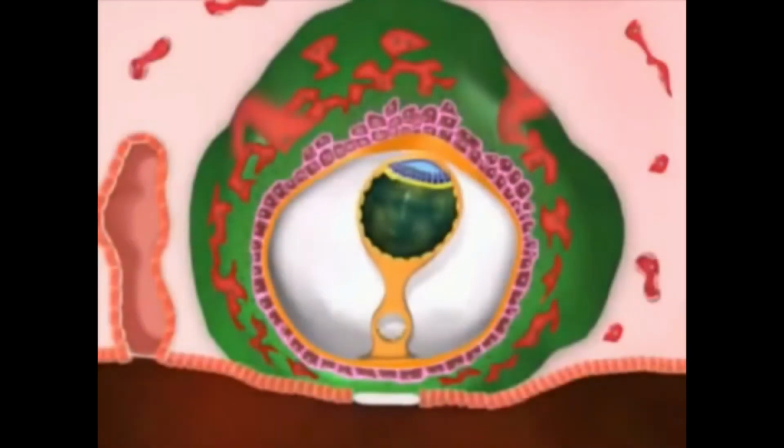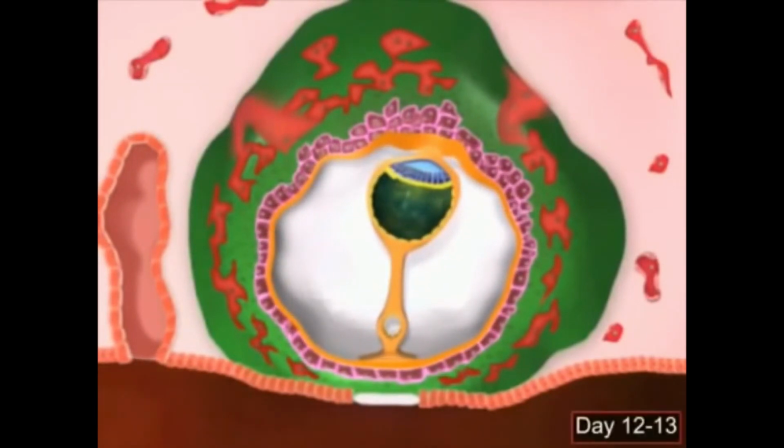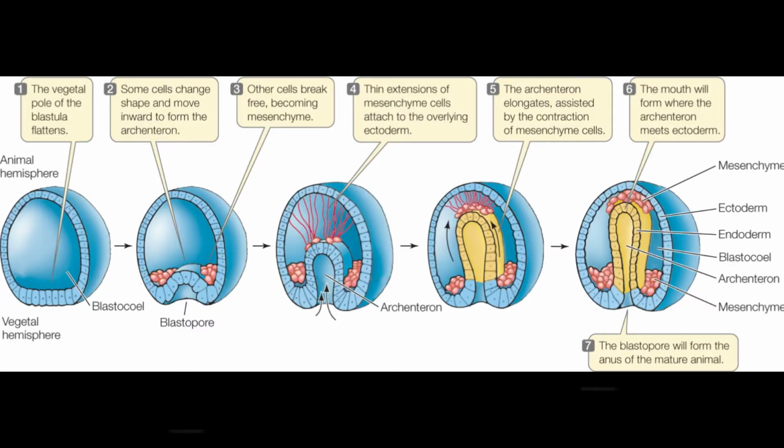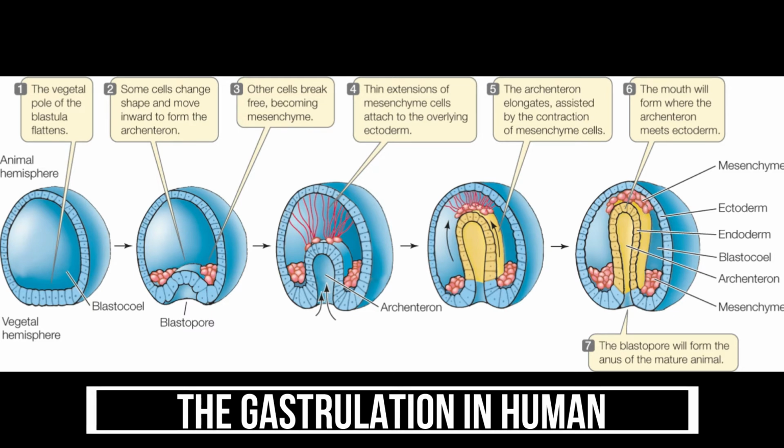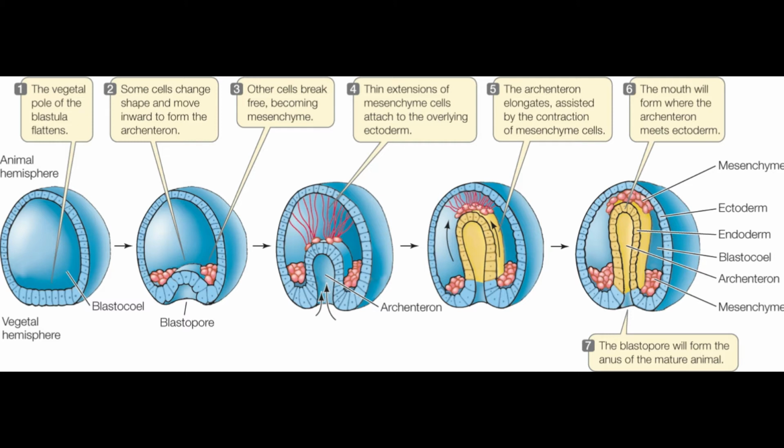As implantation is completed, gastrulation begins, which is the formation of three germ layers. Cleavage produces the blastocyst, which consists of the trophoblast and the inner cell mass. The inner cell mass rearranges into the epiblast and hypoblast. The epiblast is the upper or inner layer, while the hypoblast is the lower or outer layer.